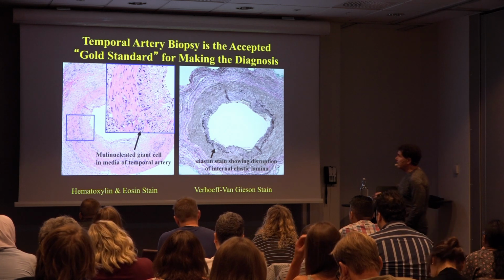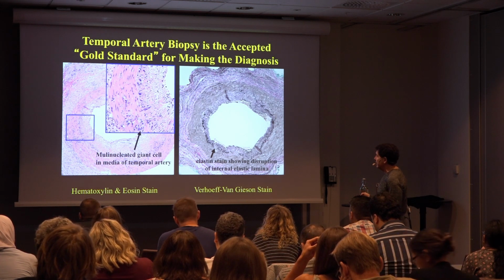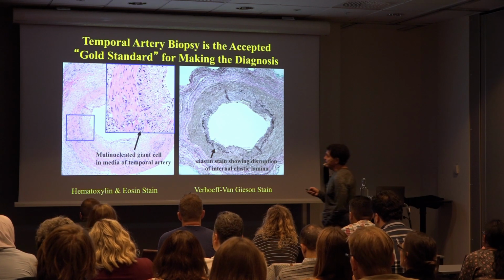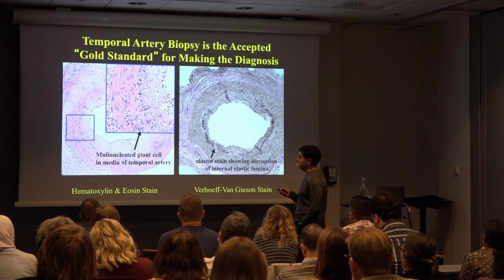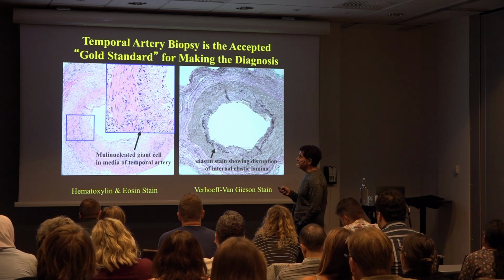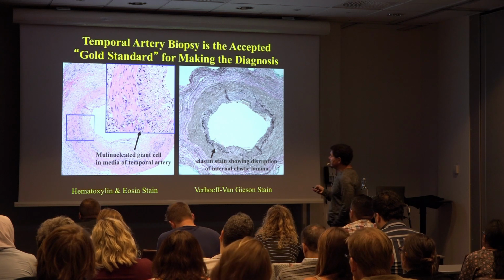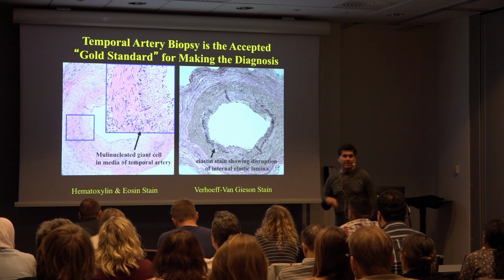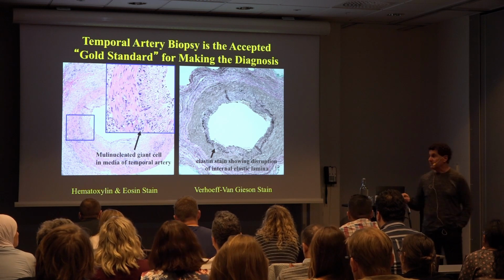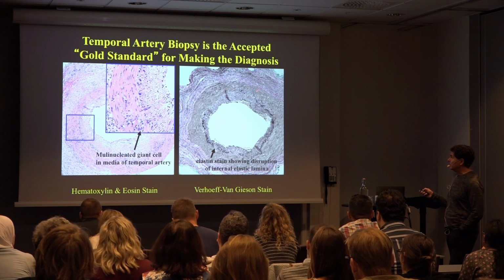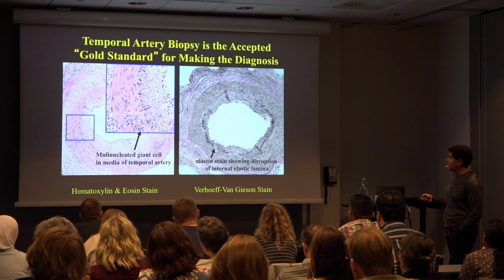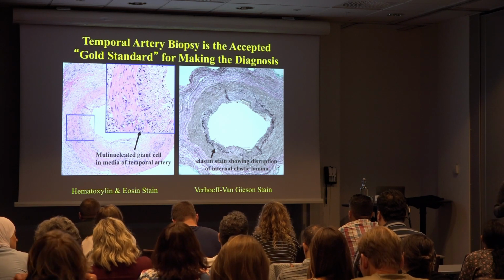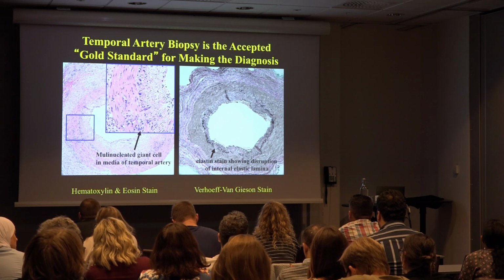And this is a regular H&E stain, and this is an elastic stain. With the H&E stain, you may not see multinucleated giant cells in every case. It may just be lymphocytic infiltration. But with an elastic stain, you'll see a breakup of the internal elastic lamina. And some pathologists will see a specimen that doesn't have any inflammatory cells, but only has a destruction of the internal elastic lamina. And most pathologists feel that that is still a positive biopsy, even though there's not active inflammation.